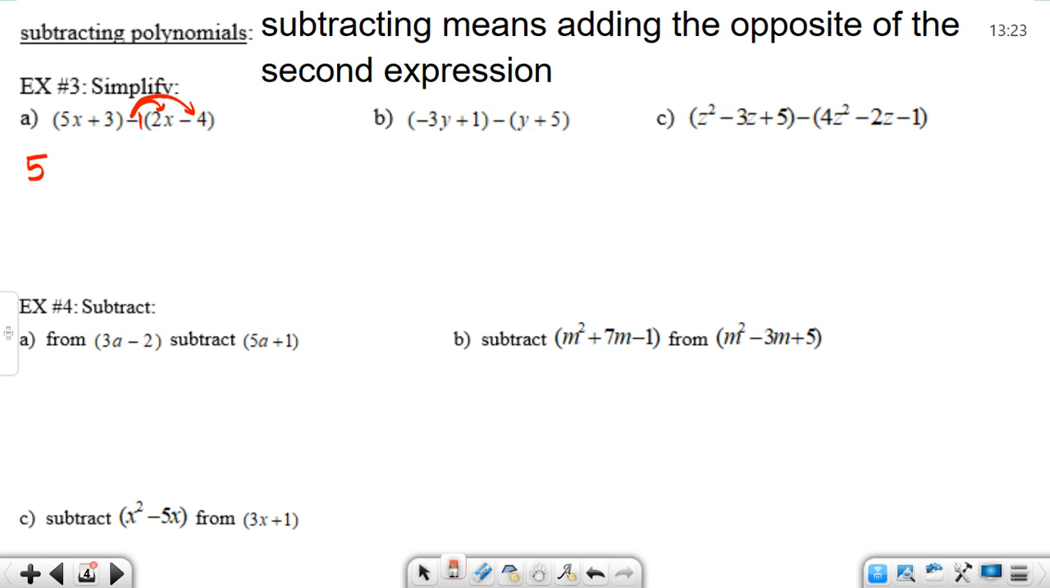And as it says over here, that's going to give us the opposite of that original binomial. So instead of 2x minus 4, it's now going to be negative 2x plus 4. Now here's the great thing, guys. Once you take care of that extra step, it's simply combining like terms. So I've got a 5x and a negative 2x, which is going to give me 3x. And then I've got a positive 3 and a positive 4, which gives me a positive 7.